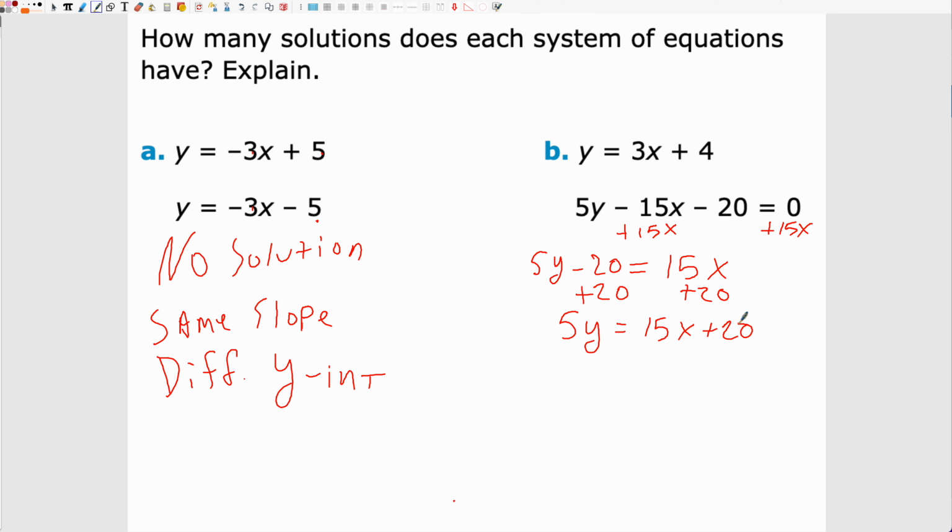What would my last step be? Divide by 5. y equals 15 divided by 5 is 3x. 20 divided by 5 is plus 4. So how many solutions? Infinite solutions because they're the same equation, right? Same slope, same y-intercept.